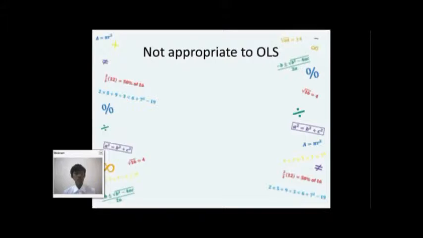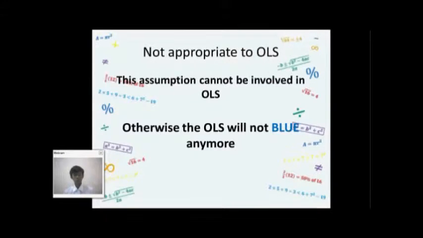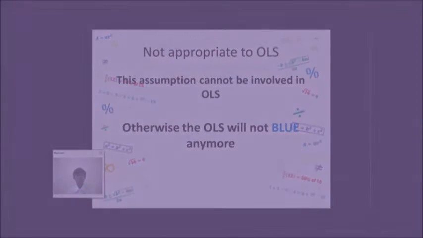When this assumption is involved in OLS, the OLS is no longer BLUE. This is what assumption 4 tells us. We cannot involve any error term serial correlation if we want our OLS to stay BLUE.